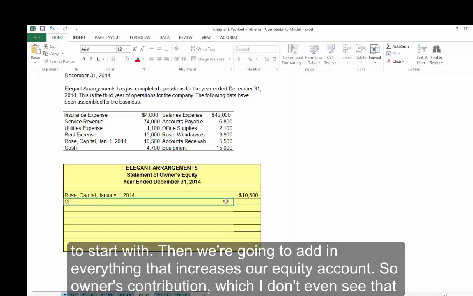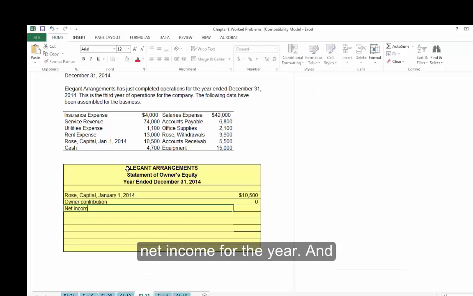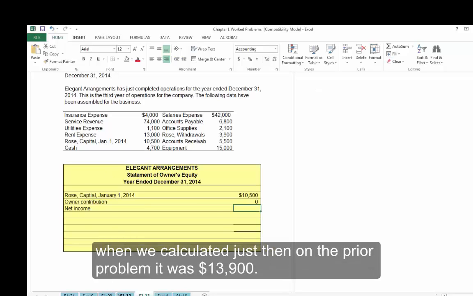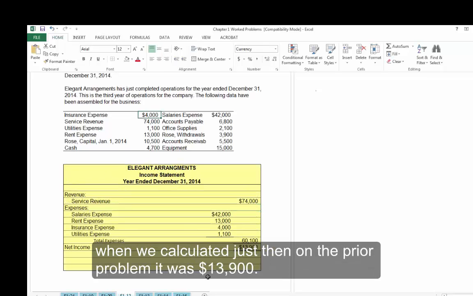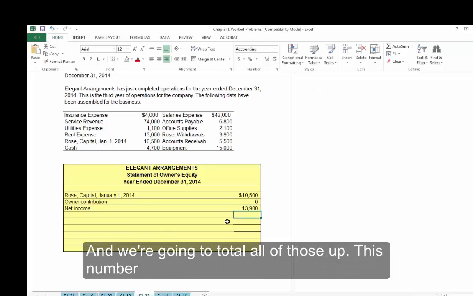Then we're going to add in everything that increases our equity account. So owner contributions, which I don't even see that account here, so that must be 0. And then we'll add in net income, okay, for the year. And when we calculated just then on the prior problem, it was $13,900. So we're going to add $13,900, okay? And we're going to total all of those up.